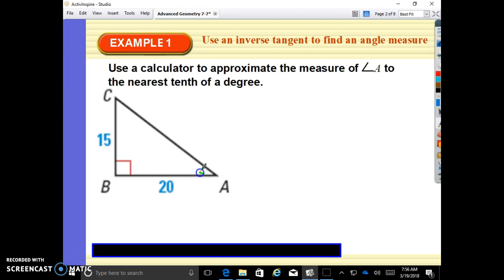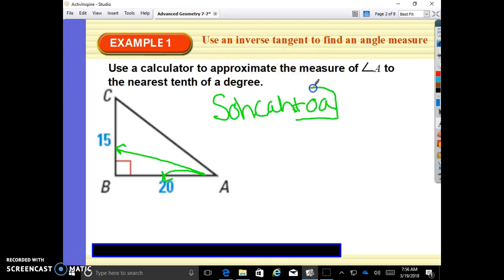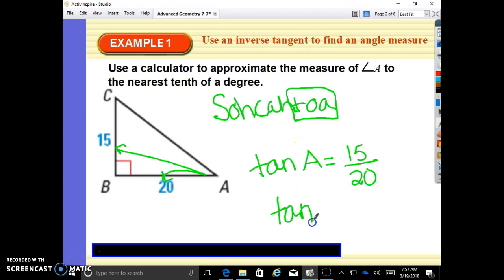What do we have? We have opposite and we have adjacent. And opposite and adjacent we know because of SOHCAHTOA, and because of the title of the lesson, that goes with the tangent. Tangent is opposite and adjacent. So tan of angle A equals opposite over adjacent. To solve for this missing angle measurement, we use the inverse button, the inverse tan of 15 over 20 equals our missing angle A.